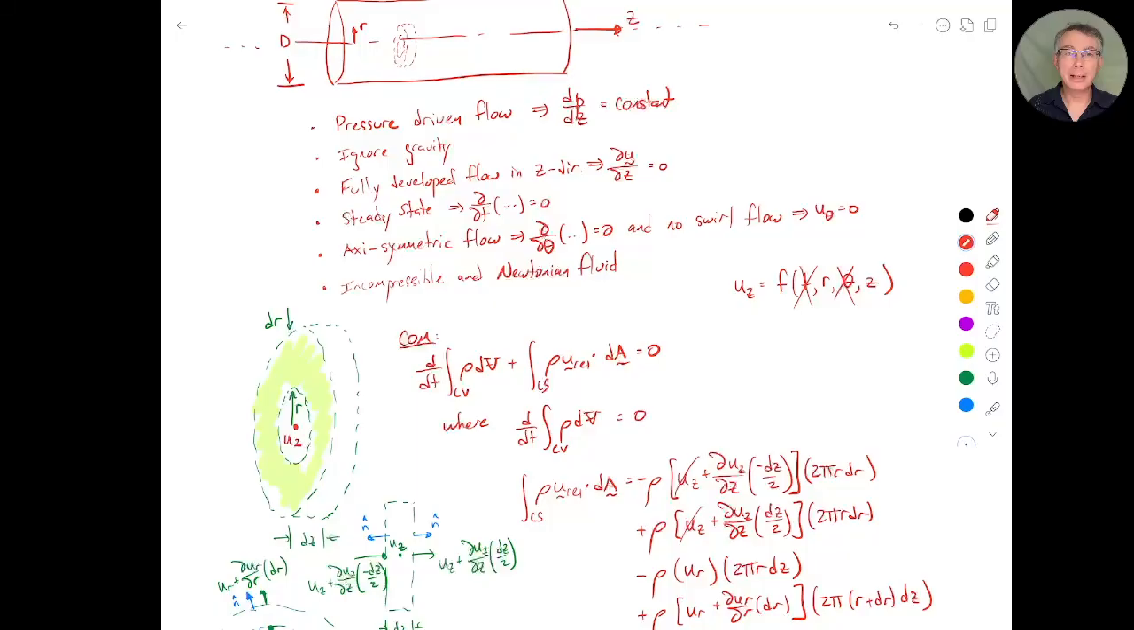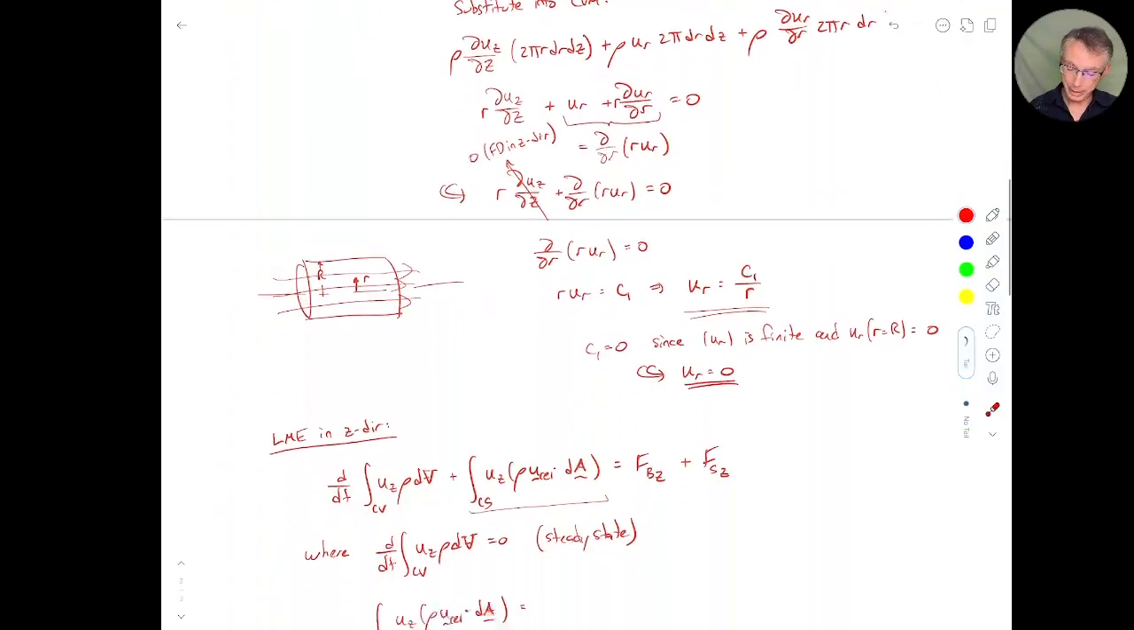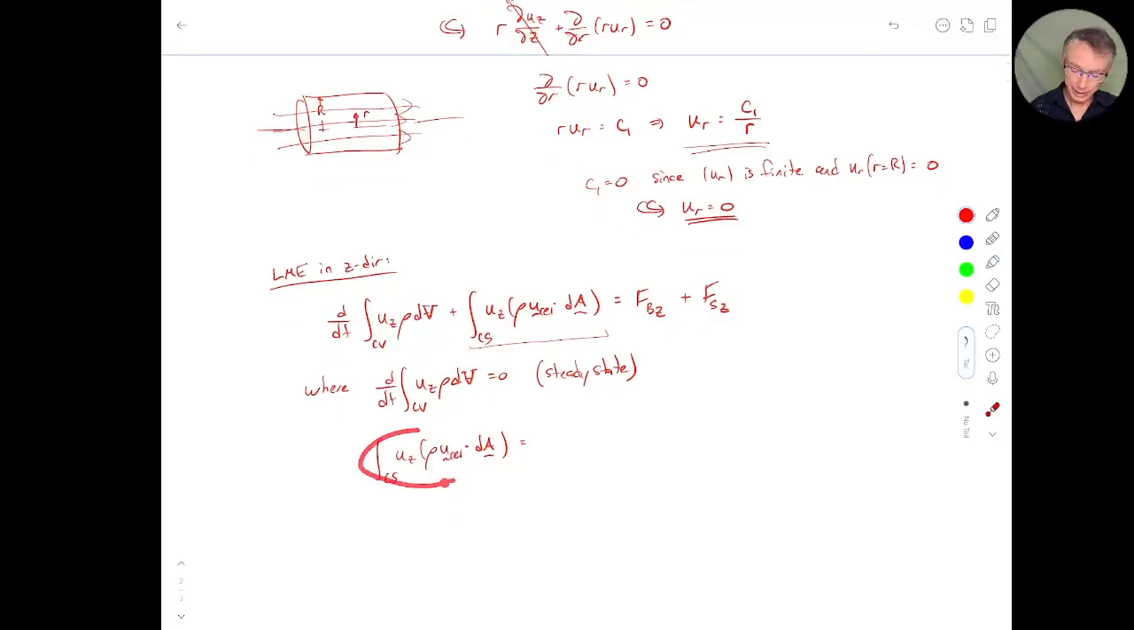We know that the flow is fully developed in the z direction. That was our assumption up here, so that means there's no variation in the z direction. So at most, the z velocity can really only be a function of the radius, right? That's the only thing it could vary with based on what we've set the problem up to be.